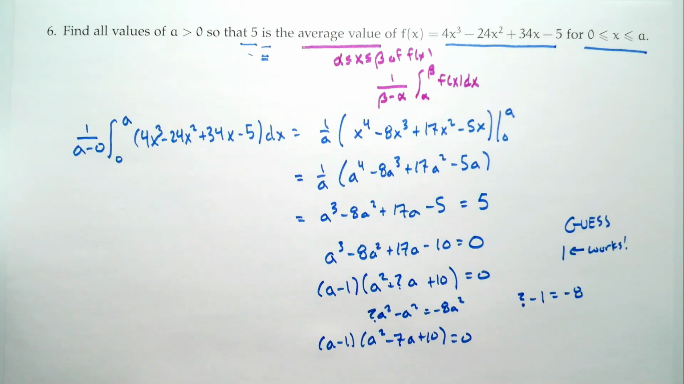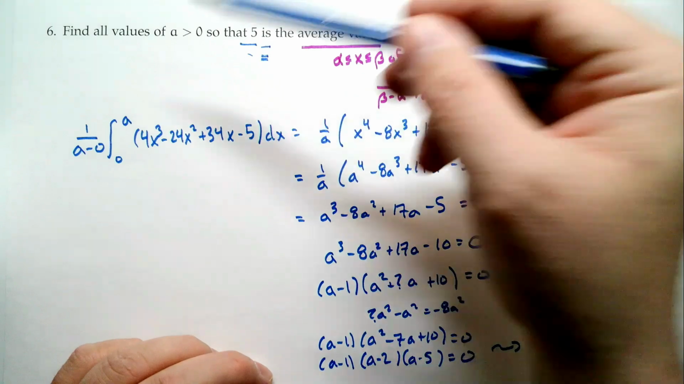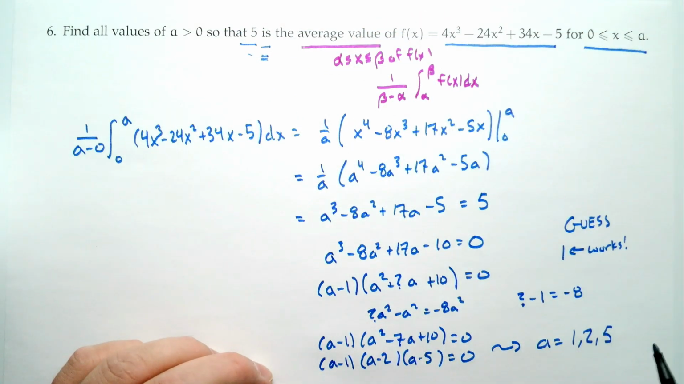Okay, does a squared minus 7a plus 10 factor? Oh, wait, yes. Minus 5 and minus 2. We try to get things that work out nicely. And therefore, our solutions are 1, 2, and 5. And we should double check. Are they all positive? Yes, they are. And there's our answer.